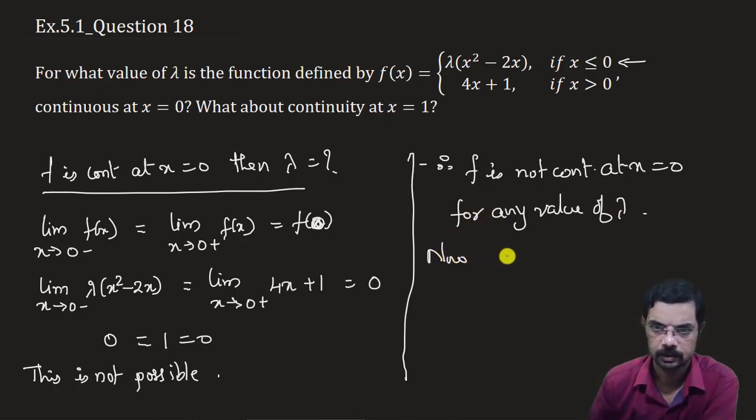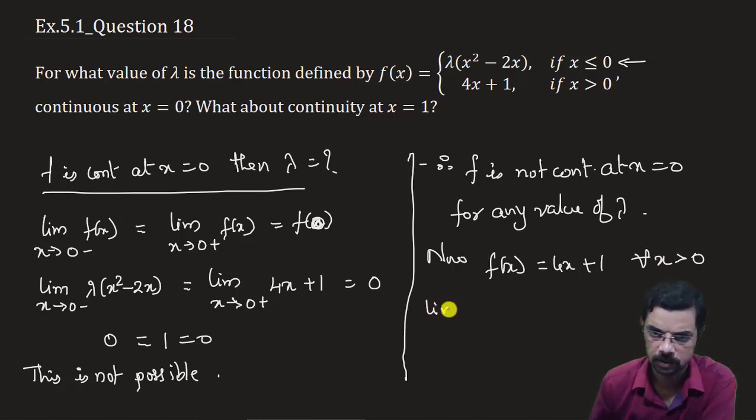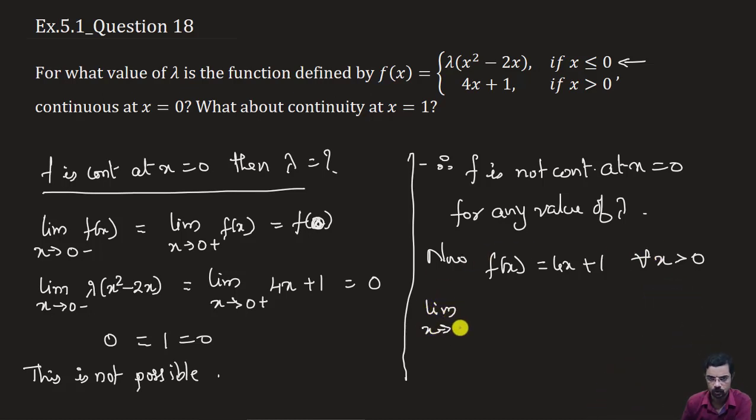Now, f of x is defined as 4x plus 1 near x equal to 1, for all values x greater than 0. So, limit x tends to 1 f of x will be equal to 4 into 1 plus 1, that is equal to 5.